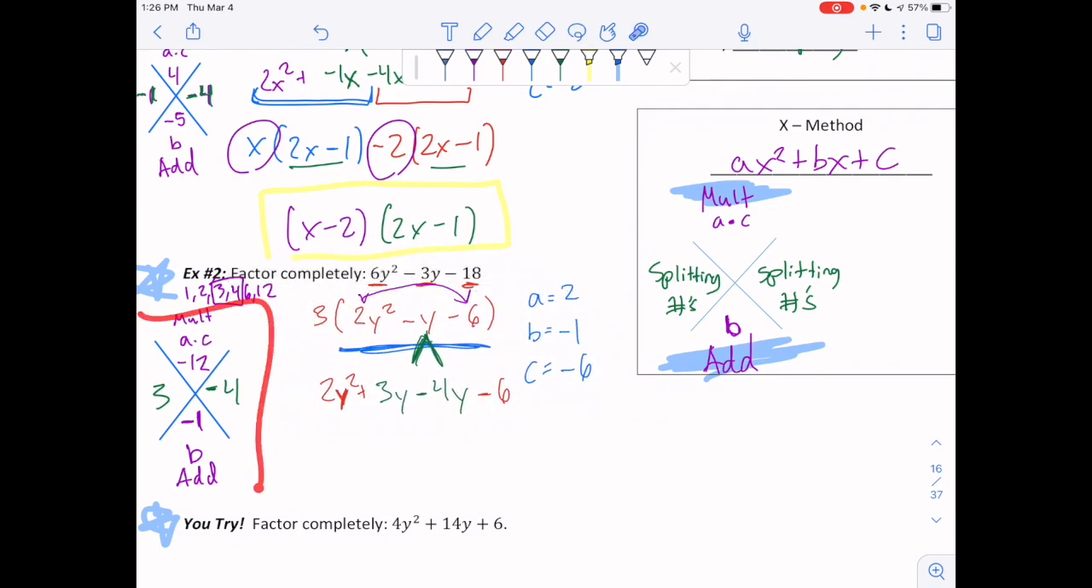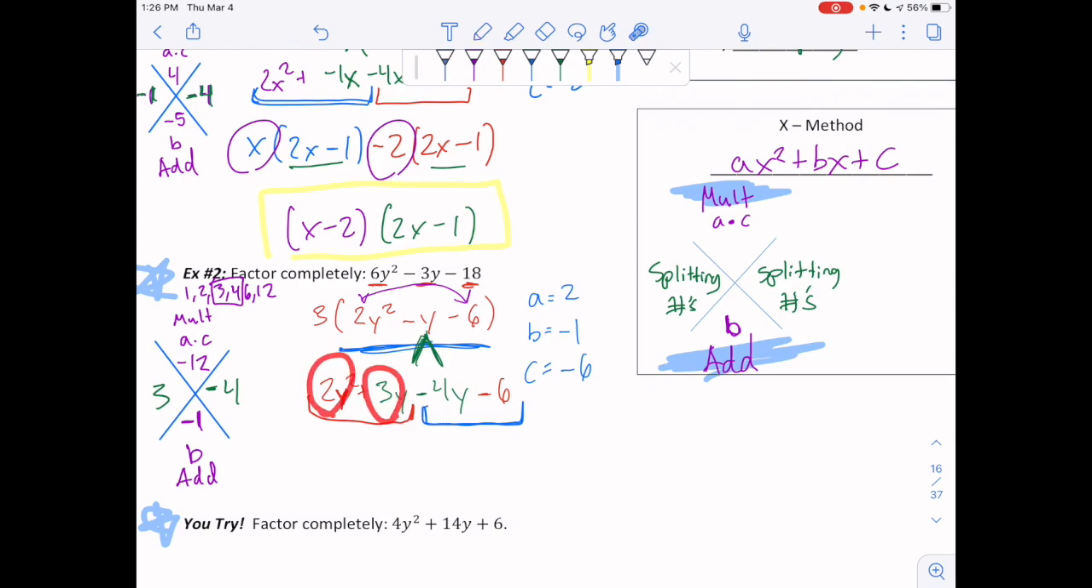So again, reflect on this X method. That is the new thing for today. It's kind of fun, I think, right? It's like a little riddle. Each time you have a little puzzle, you gotta solve for that puzzle there. Now let's get our splitting numbers. Split them up here, group them up.